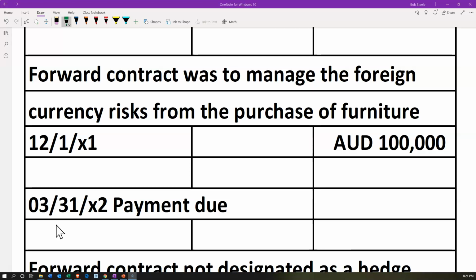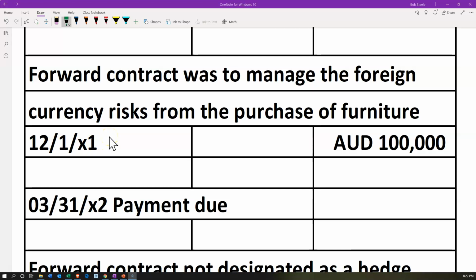Not only that, but we're not going to be paying in US dollars. We're going to be paying in Australian dollars. So we're going to owe Australian dollars in the future. Because when we record our furniture at the point in time that we buy it, and when we make the payment 120 days later, there could be a difference in the exchange rate between what we measure our activity as in dollars, and what we're going to be paying in, which will be Australian dollars. Therefore, we entered into the forward contract.